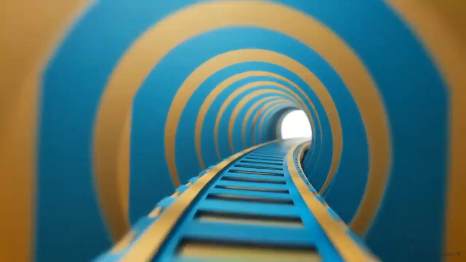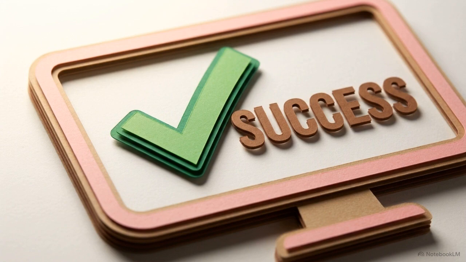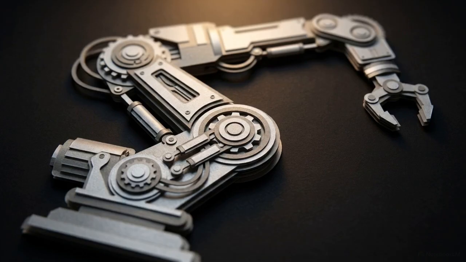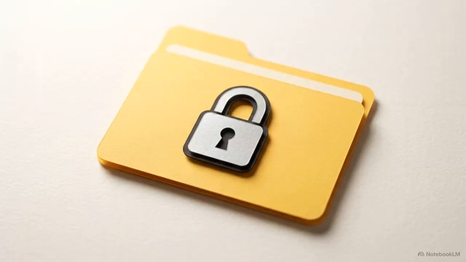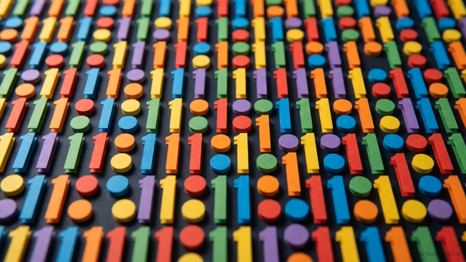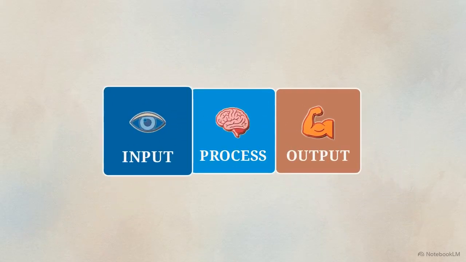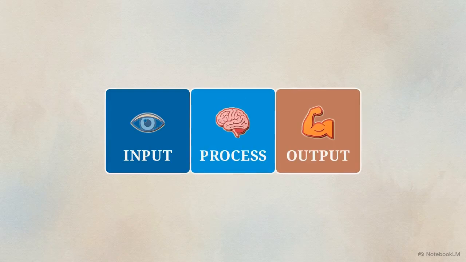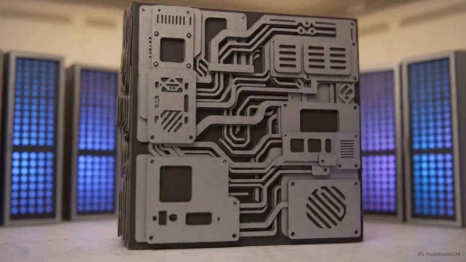An input device feeds computer data. An output device shows the result. An actuator is an output that creates movement. Storage drives hold our files using magnets, lasers, or chips, and binary stores it all using ones and zeros. Understanding these building blocks, how a machine senses, thinks, and acts, helps you to see how even the most complex computers around you are following these same simple rules.